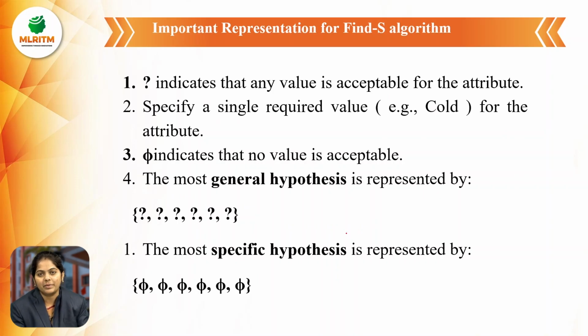And we'll have some representation for this algorithm. First, the question mark indicates that any value is acceptable for the attribute. We'll consider the initial hypothesis as a null hypothesis in the first step. Next, we specify the single value required for the attribute, so we consider each attribute as a single value. And phi indicates no value is acceptable. The most general hypothesis would be all question marks, and the most specific hypothesis is represented by all phis.